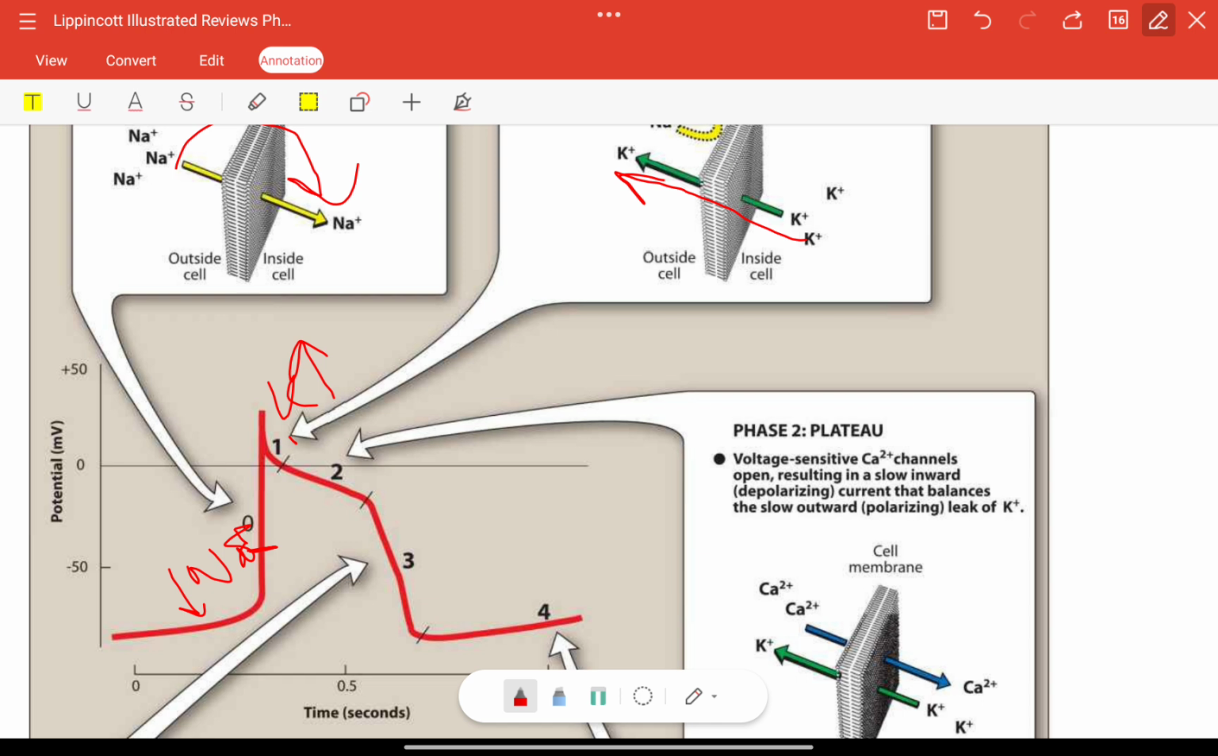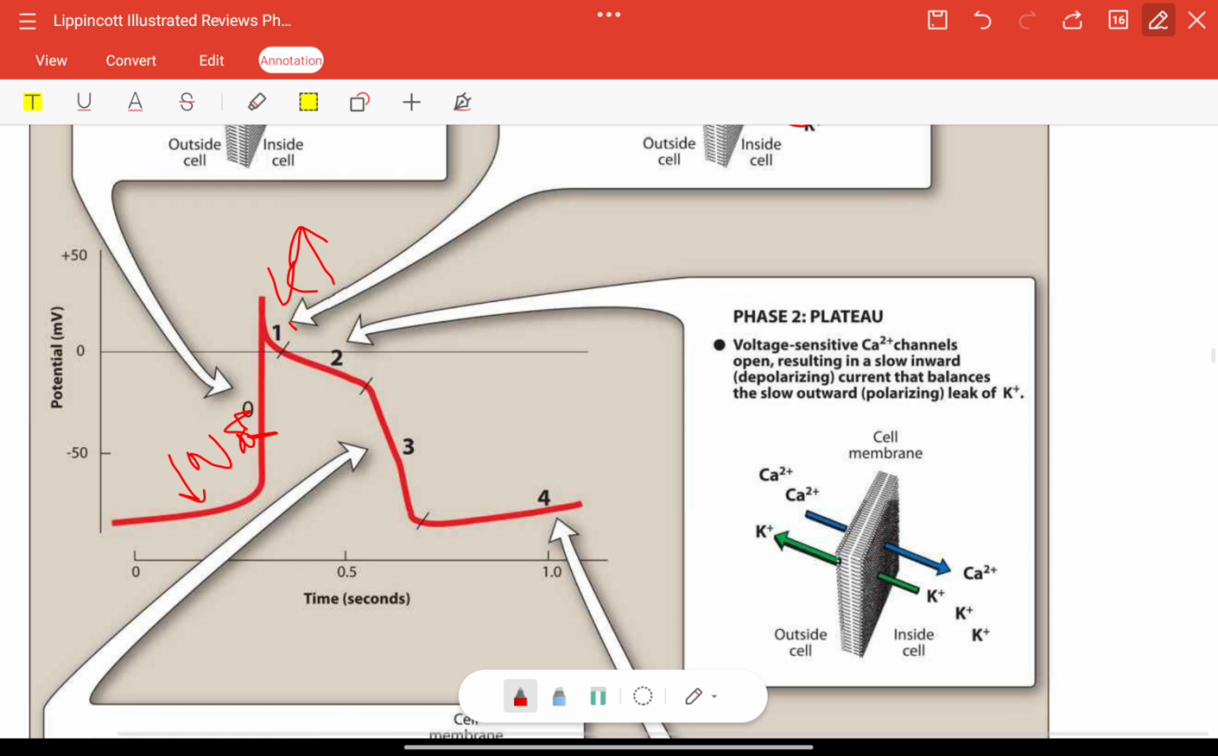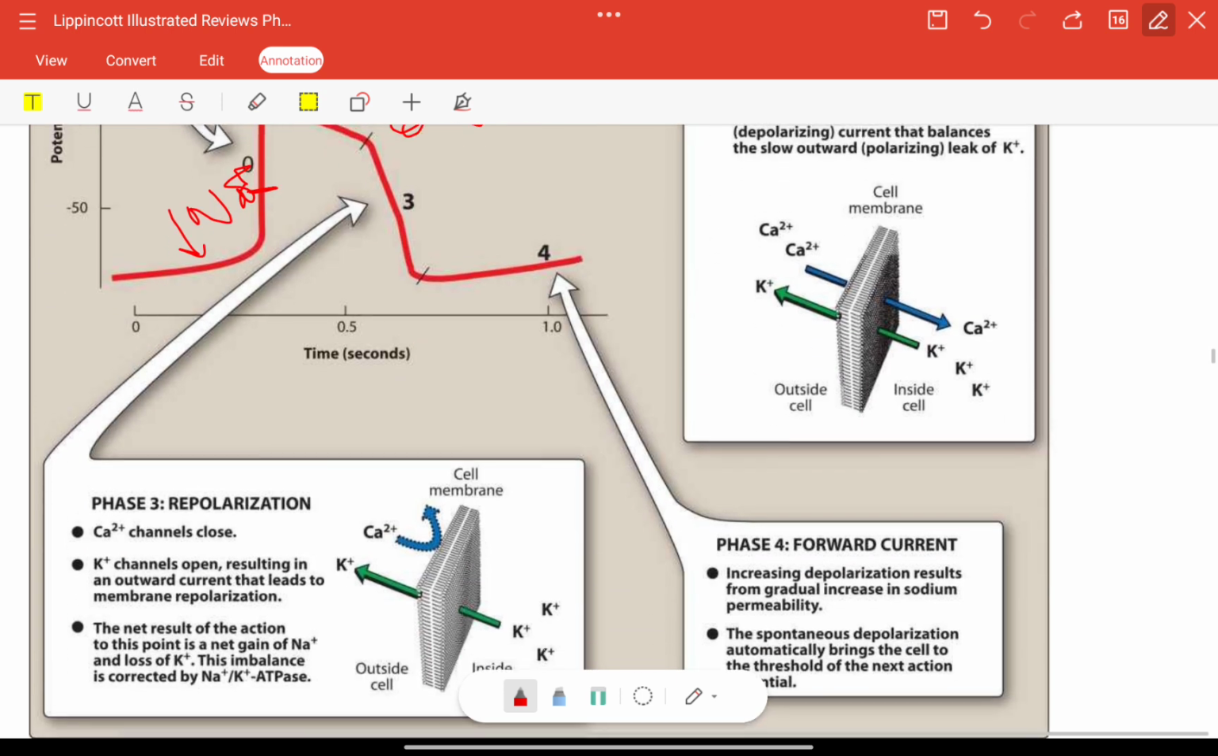Then comes the plateau phase. Voltage sensitive calcium channels open and there is calcium influx. Calcium influx and potassium efflux: this is the plateau phase. Next comes phase 3, repolarization. Calcium channels are closed, potassium channels open, so potassium efflux and calcium channels are closed.